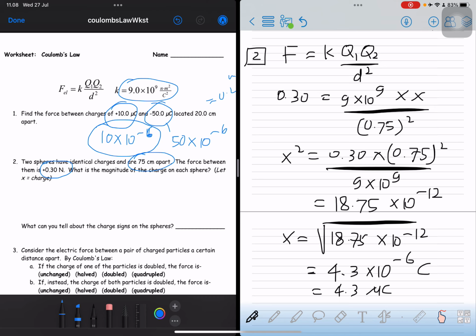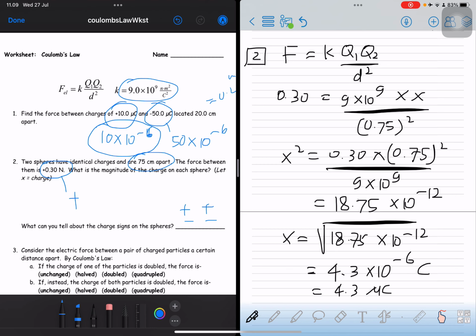Okay, done with question 2. Then, what can you tell about the charge sign on the spheres? I think, because the force here is positive, it is either positive and positive, or negative with negative. Because positive times positive equals positive, and negative times negative equals positive also. Either both of them are positive, or both of them are negative.